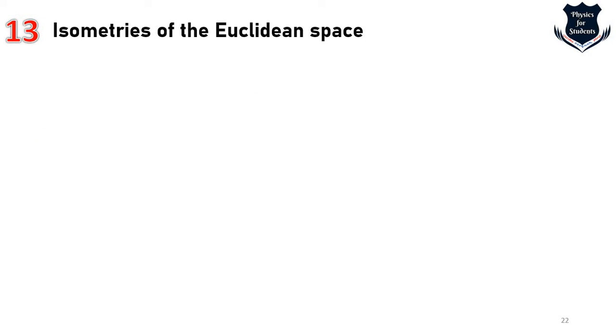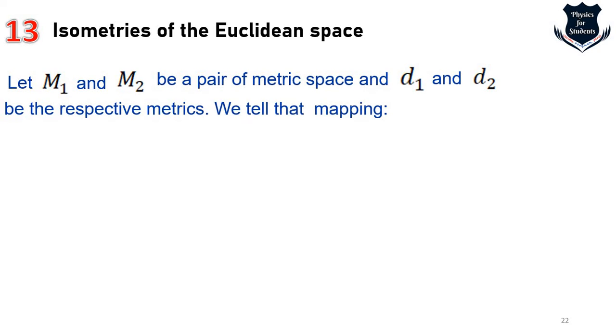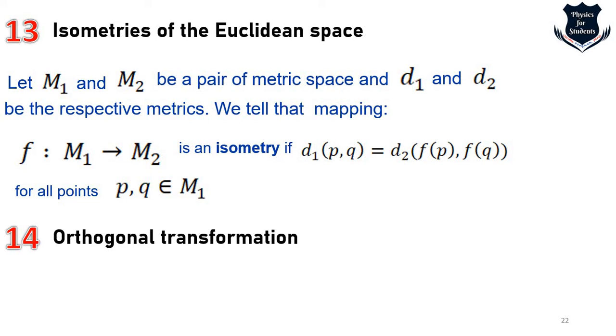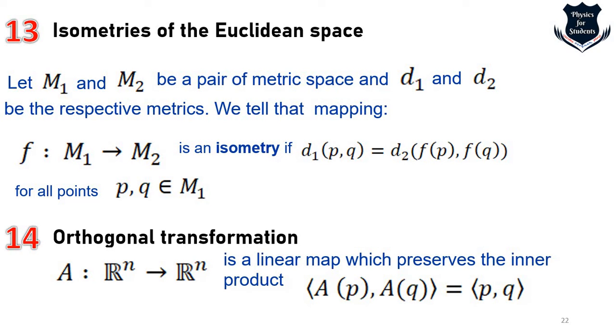We call these the isometries of Euclidean space. In case we have M1 and M2 as two metric spaces, and d1 and d2 the respective metrics, we say the mapping is an isometry if this holds for all points p and q in M1. And lastly, an orthogonal transformation of Rn is a linear map which preserves the inner product, this one. So that is more or less what I noted down, these 14 points. There are more points than that, but these give a basic idea of the things that we need.